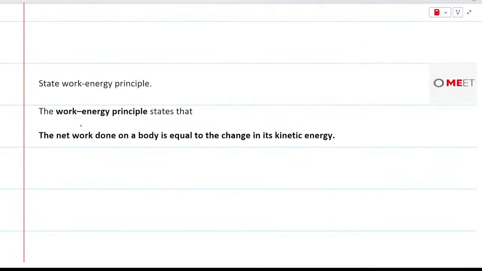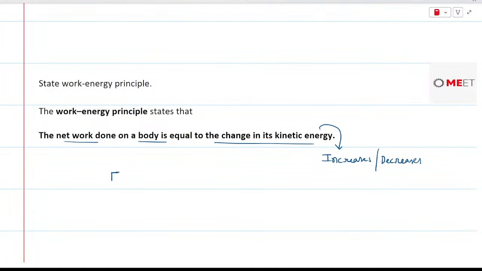State the work energy principle. Work energy principle states that the net work done on a body is equal to the change in kinetic energy. So due to the work done on a body, either the kinetic energy is going to increase or it is going to decrease.